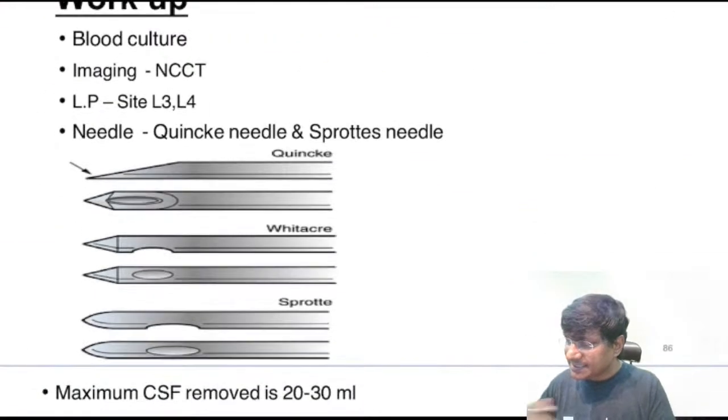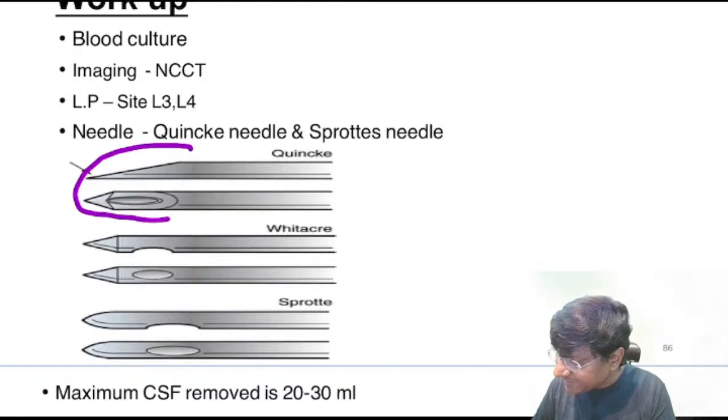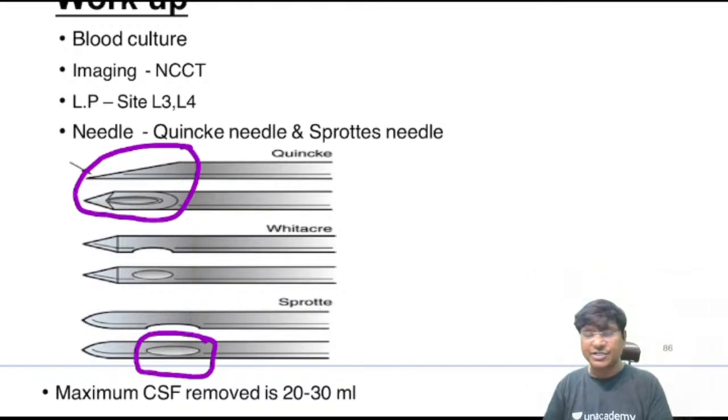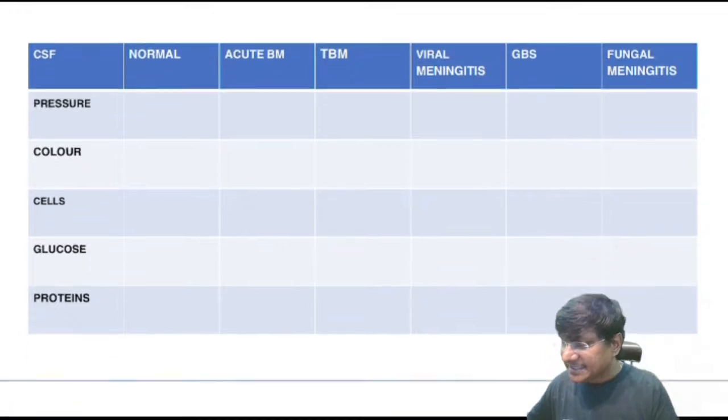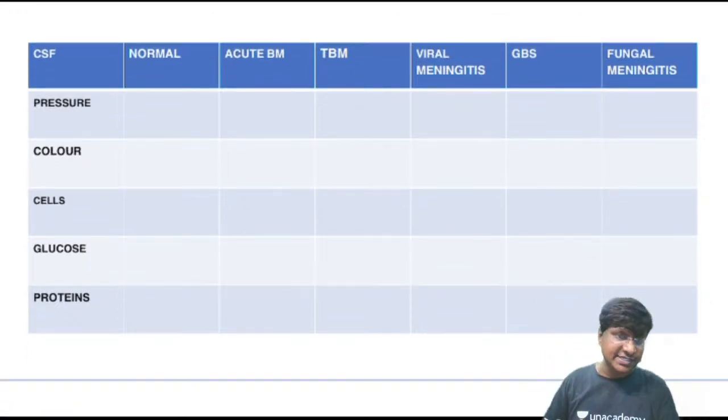Right, so this is the needle. What is this particular needle here? This is your Quincke's needle, and we have one more needle. This is nothing but your Sprott's needle. So Quincke's as well as Sprott's. Now, what is very important in meningitis that you should not miss is the CSF analysis, right?